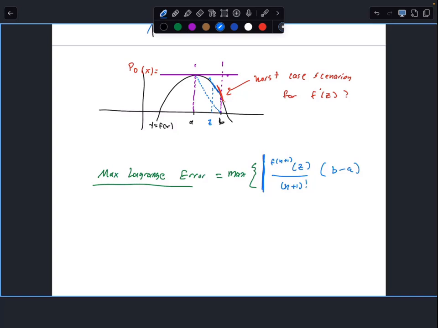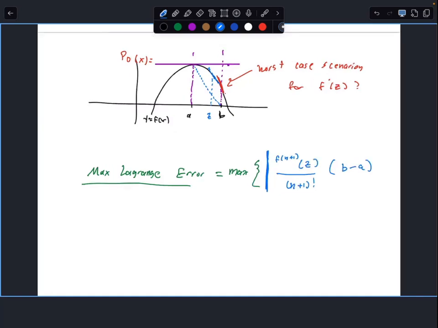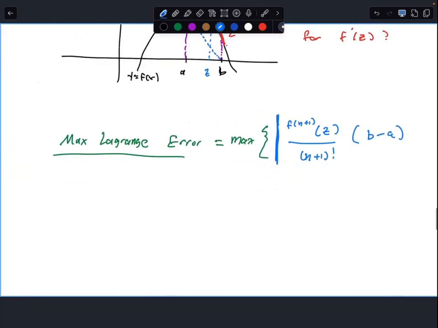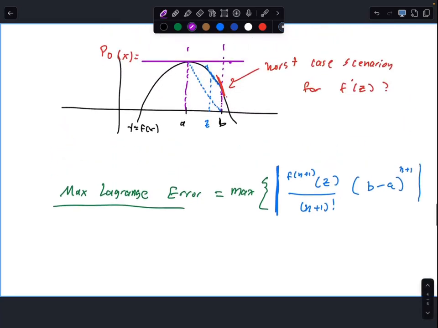Oh, yeah, I was doing C. What is that? F to the n plus 1. It's the next derivative, of the B minus A to the n plus 1. Basically, this right here is that delta x of how far you are trying to reach your approximation, to where you want to approximate it, from where you know to where you want.